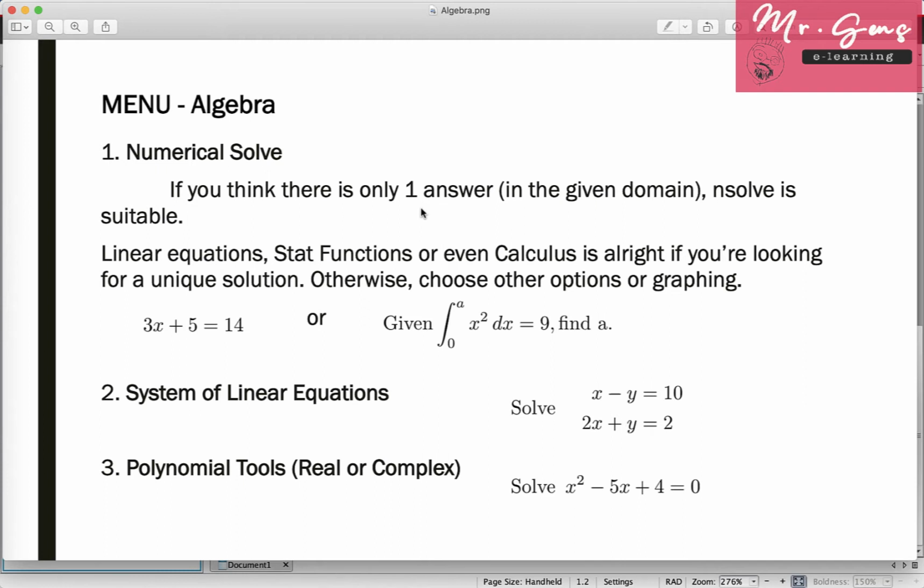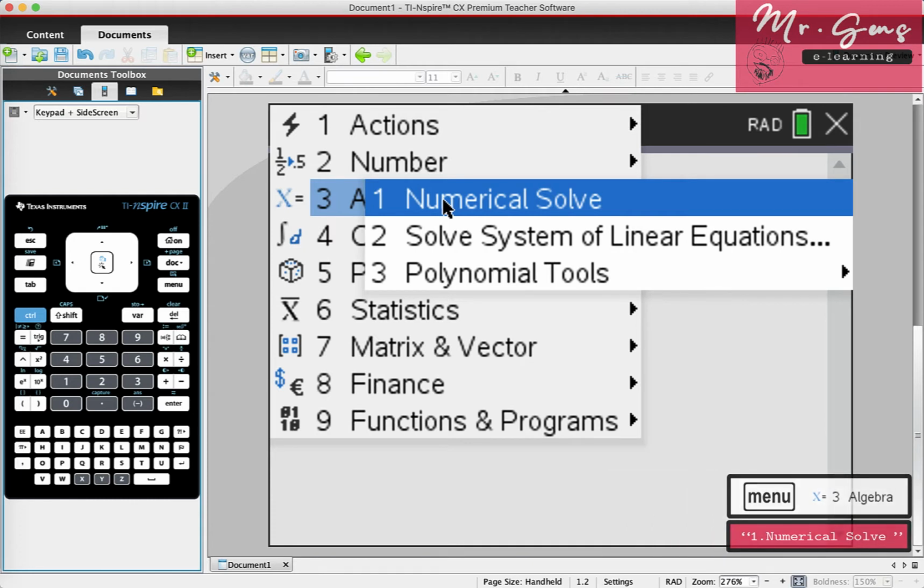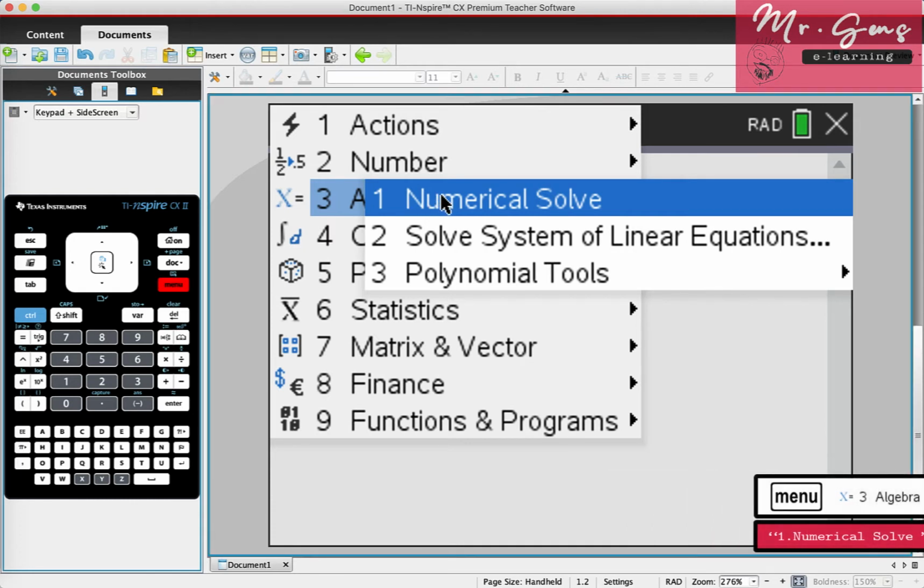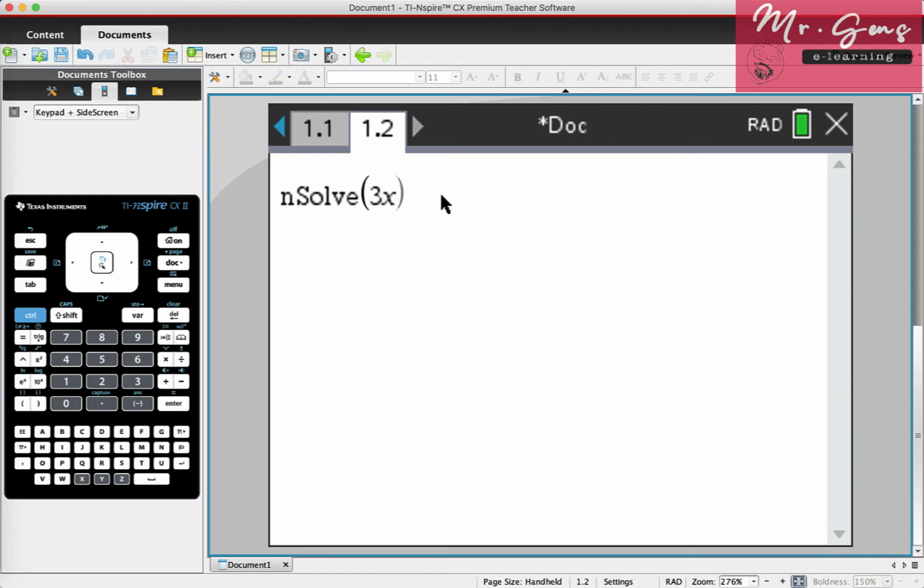Let's solve these two equations. Let's start with the linear equation. You have to specify the variable that you are looking for, and when you press enter, you will see the answer. Even if your equation is a bit complicated, we will follow the same step.